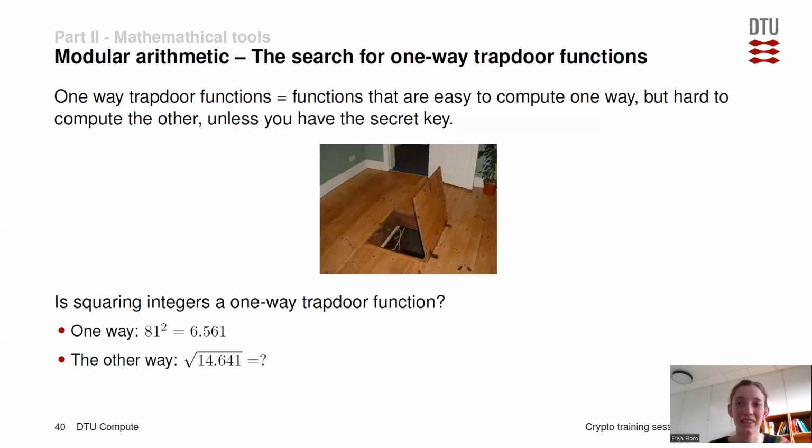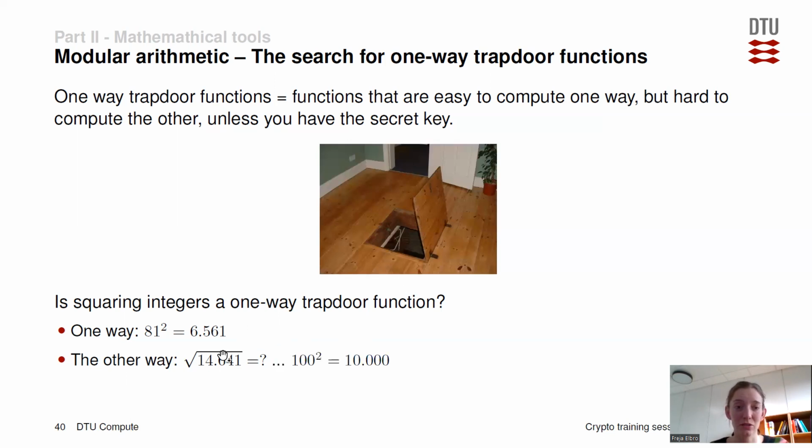So that's the one way, and that one way is supposed to be easy, right? Then the question is, is the other way hard? Is it hard to compute square roots of integers? Given, for example, the integer 14,641, is it hard to find which number squared gives that number? My argument here is that no, this is not too difficult either.